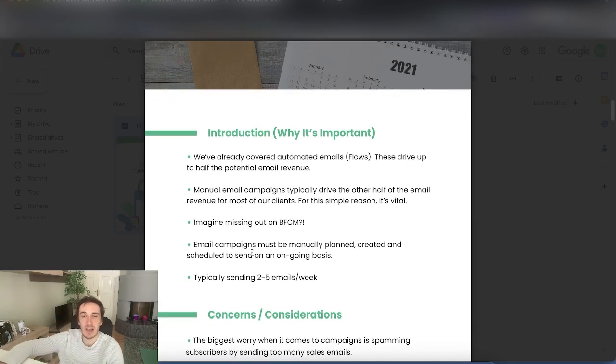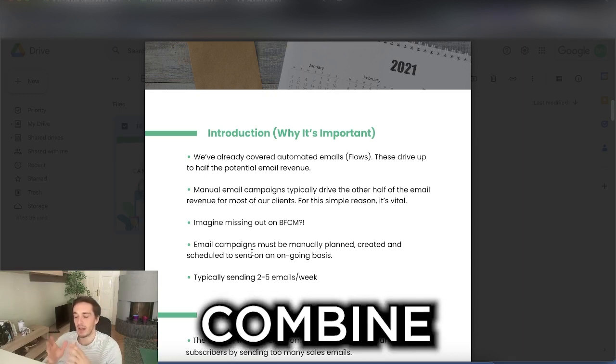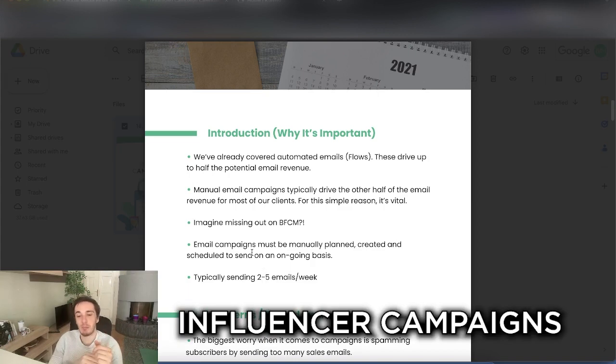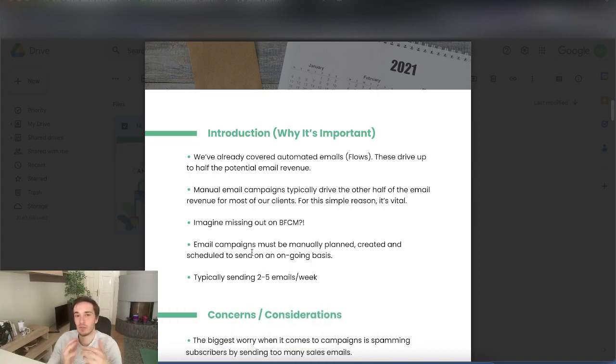And finally, the last piece: if you have multiple marketing channels, you want to really combine your Facebook activity with your Instagram, with influencer campaigns, with emails, with SMS, and so on. And if everything is in one place, that's the best. But the email calendar will definitely help you.